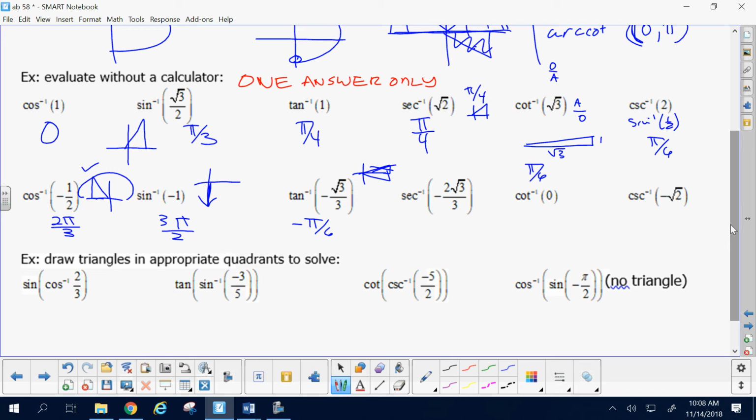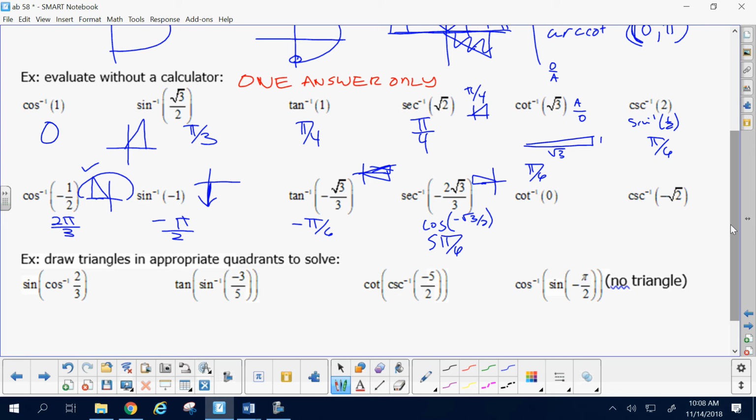Sorry, negative pi over 2, not 3 pi over 2, since 3 pi over 2 is not in the acceptable range. Inverse secant of 2 pi over 3, that's like inverse cosine of -√3 over 2. That's a 30-degree angle in the appropriate quadrant, and so that's 5 pi over 6.